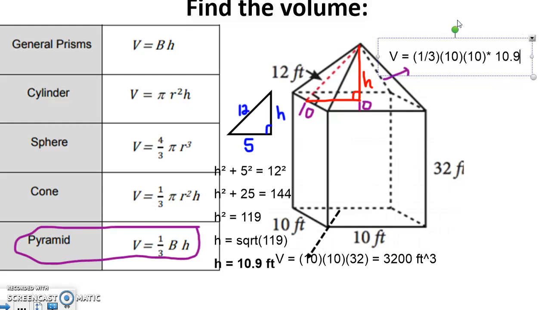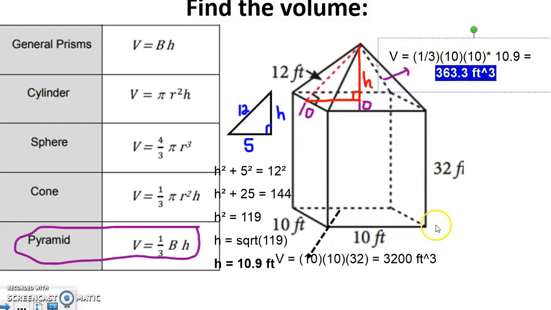So now on a calculator, I would do 1/3 times 10 times 10 times 10.9. You should always be multiplying 3 dimensions together. That's how you get your cubic volume. So 363.3 for the volume of the pyramid. So that's cubic feet. So that's the volume of the pyramid.